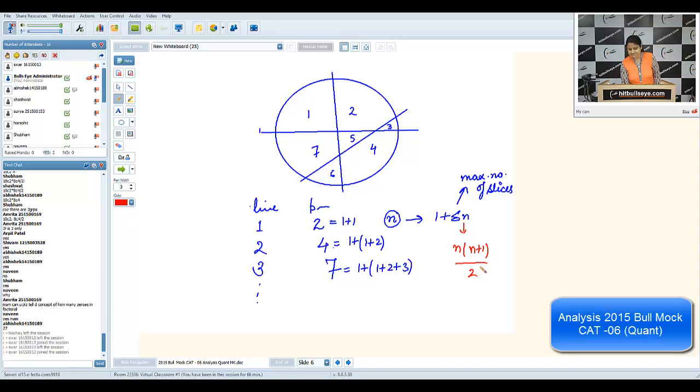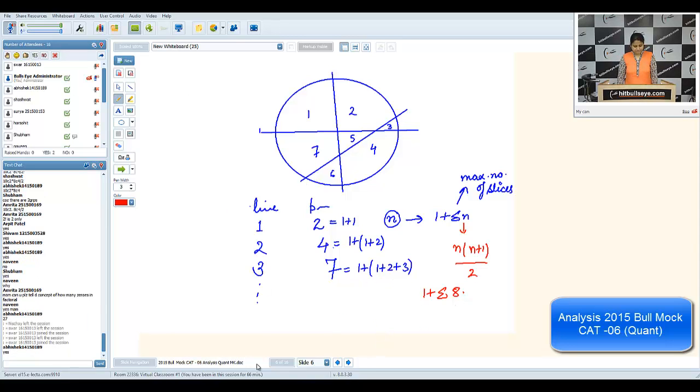Now question says you have made 8 lines. That's why how many pieces are possible? It will be 1 plus sigma 8. I think, Abhishek, is it okay? Okay, let us move to next question.